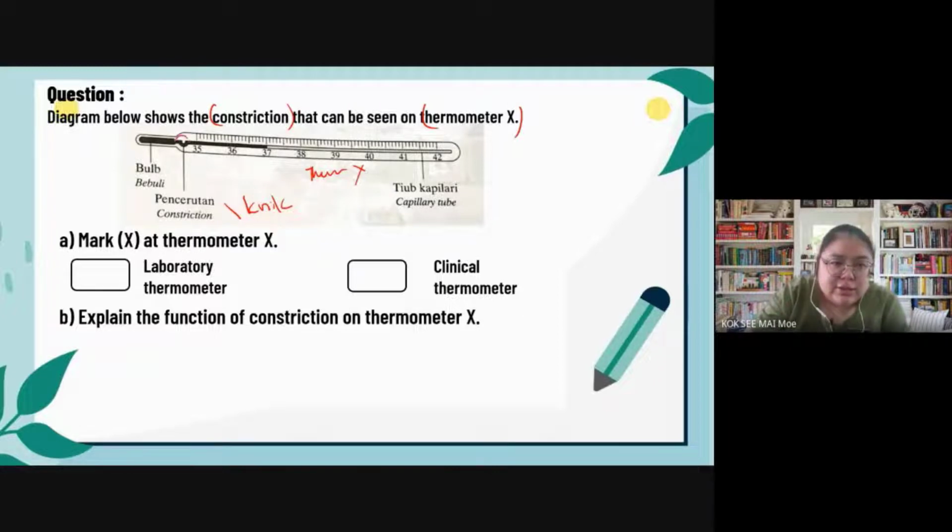From here, I want you to observe. Can you see this one has a kink, and it starts at 35 and ends at 42? That means it is not a lab thermometer. The lab thermometer is much bigger, from 0 until 110 degrees Celsius. So now you tell me, mark X, that means mark a cross at thermometer X. Thermometer X is actually a lab or a clinical thermometer? Anyone here, please answer.